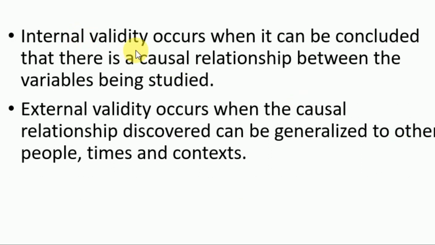Next type of validity is the internal validity. It occurs when we can conclude that there is a causal relationship between the variables being studied. External validity occurs when the relationship that we have discovered can be generalized to other people, times, and context.